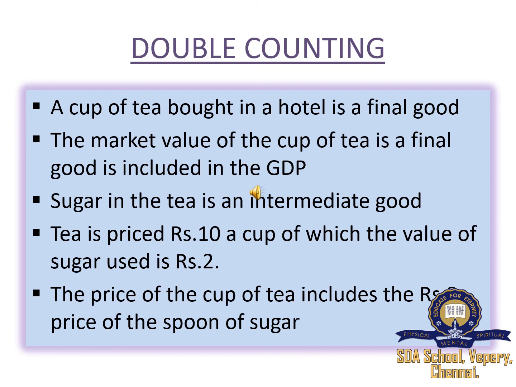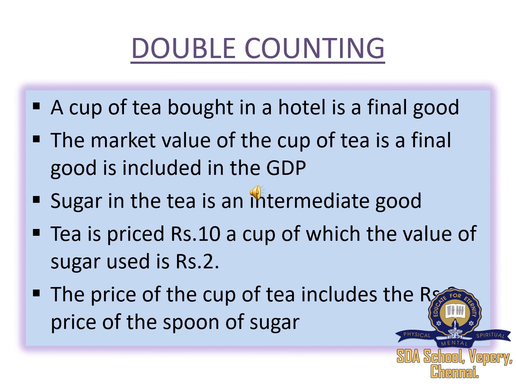Sugar which is mixed in the tea is an intermediate good. You add sugar to the tea, no? That is called an intermediate good because it is used in making tea and forms a part of the tea served. Suppose the tea price is ₹10 a cup, of which the value of the sugar added is ₹2. So the price of the cup of tea includes ₹2, the price of the spoon of sugar.